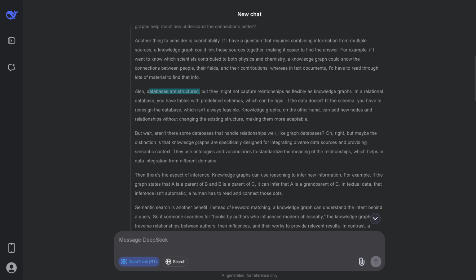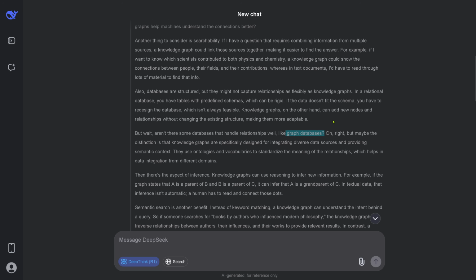Databases are structured, but they might not capture the relationships as flexibly as a knowledge graph. In a relational database, you have tables with predefined schemas, which can be rigid. If the data doesn't fit the schema, you have to redesign the database, which isn't always feasible. With a knowledge graph, on the other hand, you can add nodes and relationships without changing the existing structure, making them more adaptable. But wait, aren't there some databases that can handle relationships well, like graph databases?